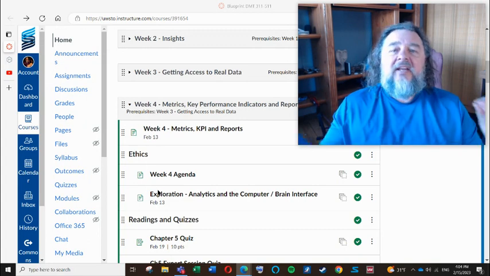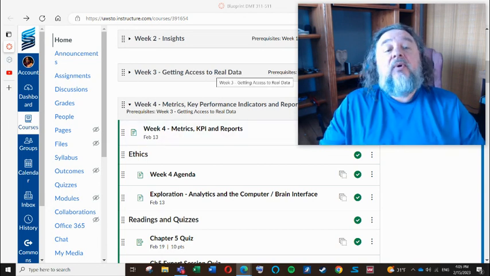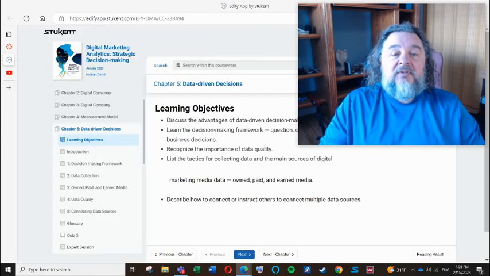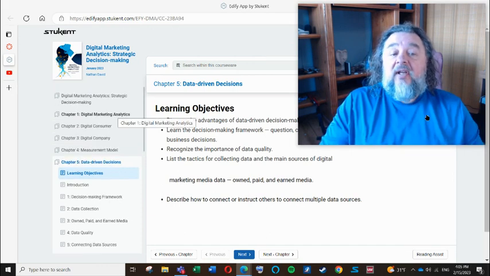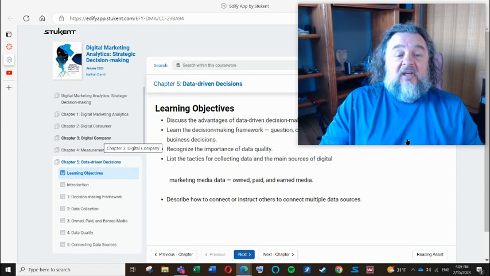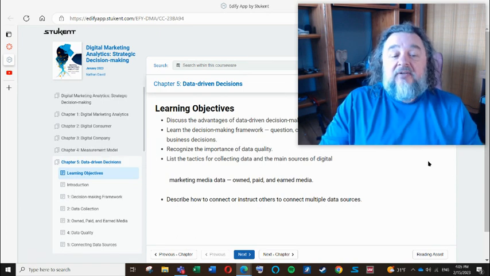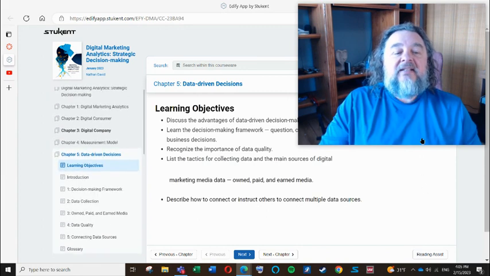So what I want to do is show you where we've been and where we're going. When we look at what we've been doing from the textbook, we've been dealing with questions of what digital marketing analytics is, who the digital consumer is, and how we understand them. What is the digital company? The measurement models for gathering and measuring data, data-driven decisions, and then we'll switch into analyzing, optimizing, and getting into specific kinds of data and how we analyze that data.